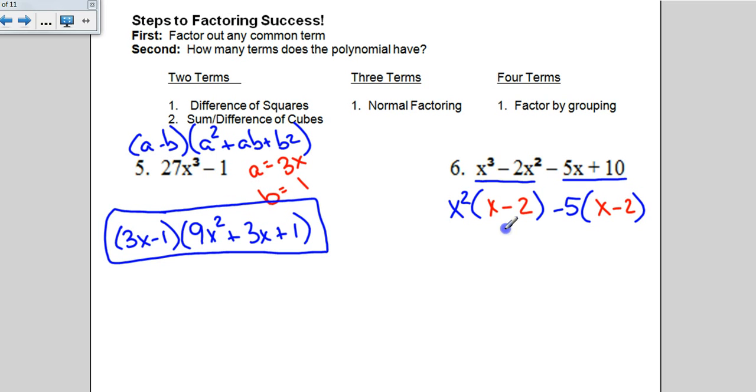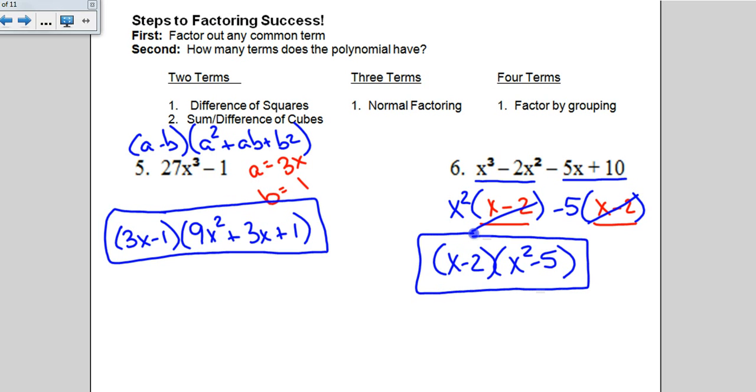Now you should notice that these match. That's how factor by grouping works. If the parentheses don't match, you either did it wrong or you're just not quite done yet. So what happens now is this problem has an x minus 2 in common. So I'm going to factor out the x minus 2 in front of the entire problem. So this is gone and this is gone. And that leaves us with the x squared minus 5. And I think we're done.